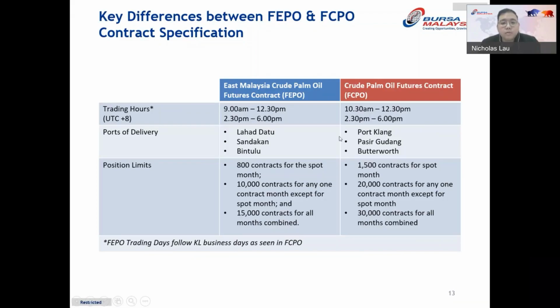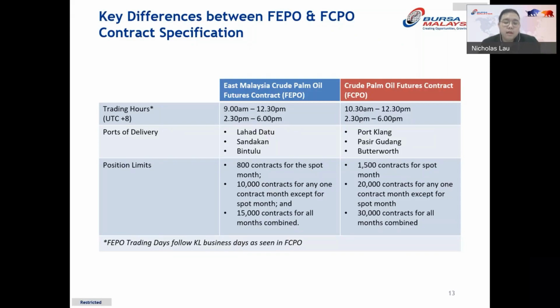The second difference would be the ports of delivery. As mentioned in the previous slide, the FEPO contract has Lahad Datu, Sandakan, and Bintulu as the three approved delivery ports, while on the other hand, the FCPO delivery ports are all located in Peninsular Malaysia, with them being Port Klang, Pasir Gudang, as well as Butterworth.